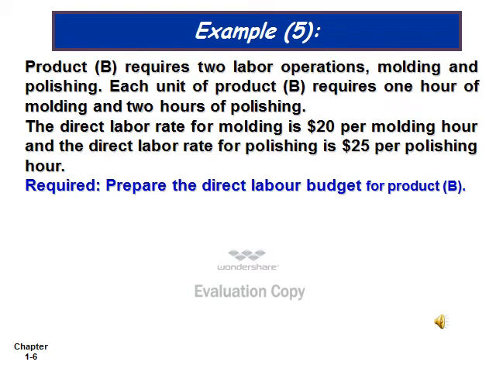Product B requires two labor operations, molding and polishing. Molding means make a shape. Polishing means make this shape smooth and shiny. Each unit of product B requires 1 hour of molding and 2 hours of polishing. The direct labor rate for molding is $20 per molding hour, and the direct labor rate for polishing is $25 per polishing hour required. Prepare the direct labor budget for product B.